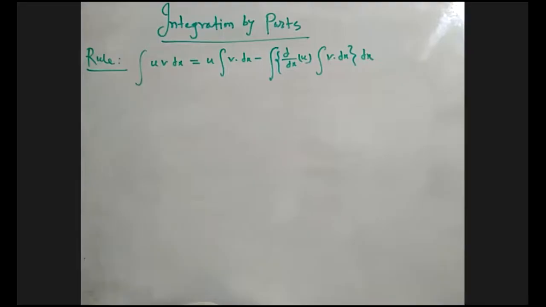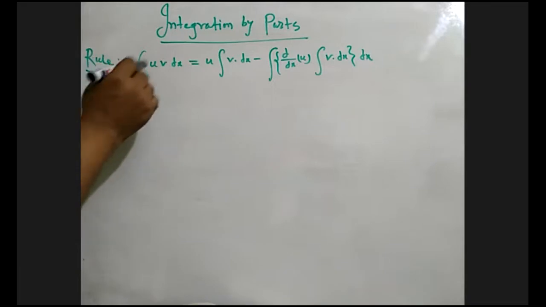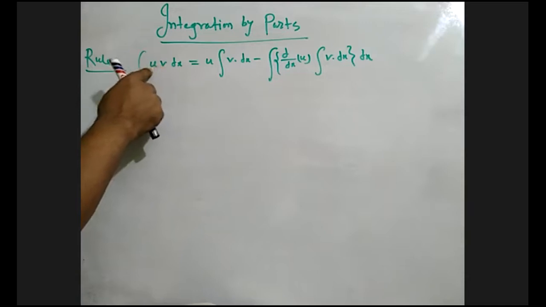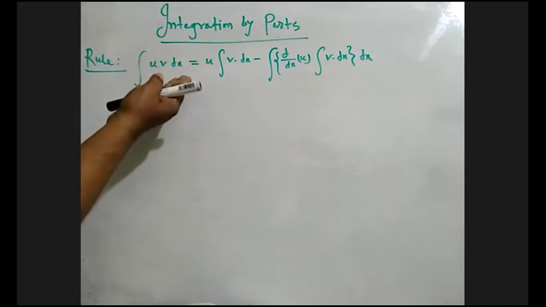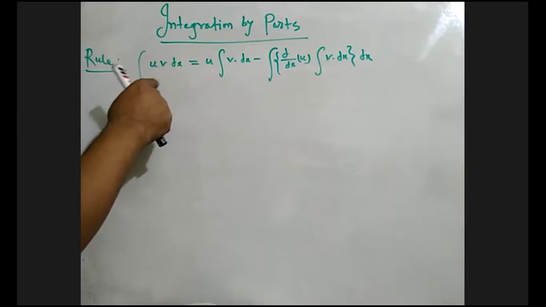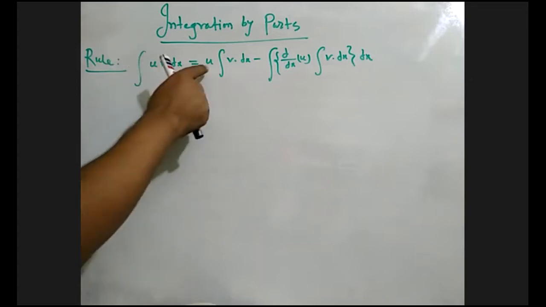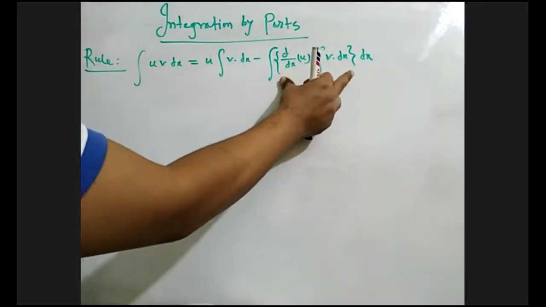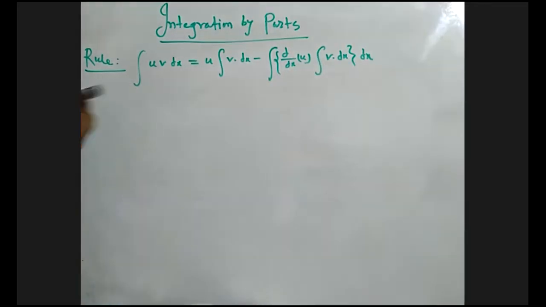This is the rule for finding integrals, which is called integration by parts. If there are two individual functions and there is no relationship between them, then you have to apply integration by parts. Suppose u and v are two individual functions that we have to integrate with respect to dx. This is the product rule of integration: u times the integral of v, minus the integral of the derivative of u times the integral of v.